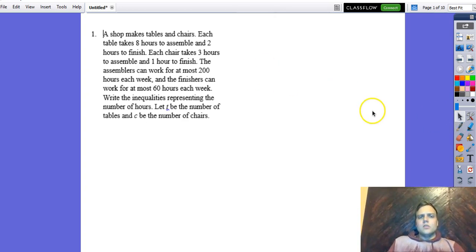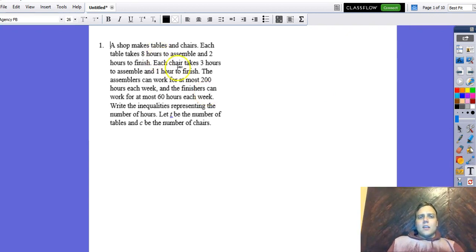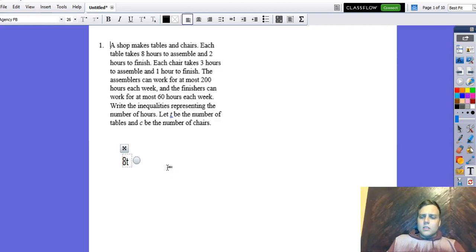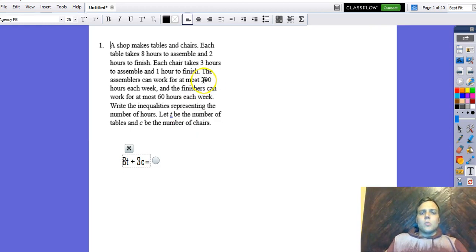Okay? So, basically, we have tables and we have chairs, and we have assemblers and we have finishers. It tells us that it takes 8 hours to assemble a table and 3 hours to assemble a chair. So you could say 8 times T plus 3 times C. So that's the number of hours it should take to assemble. Should equal to, what is the total number of hours that the assembler can work?